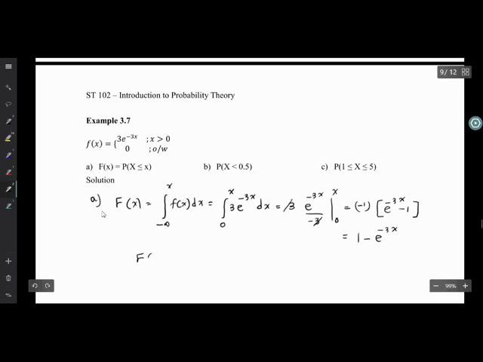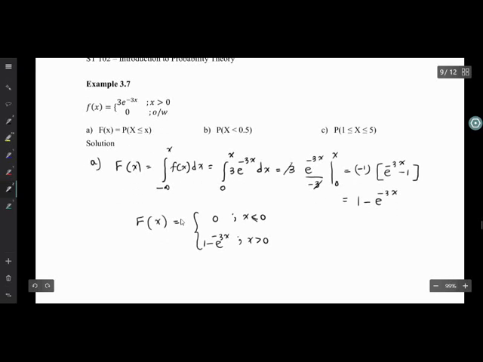Now, you have to write it in the proper way. Zero when x is less than 0. Since x contains values all the way up to plus infinity, in this case, you simply write this one, 1 minus e to the negative 3x. Yes, the CDF of x.